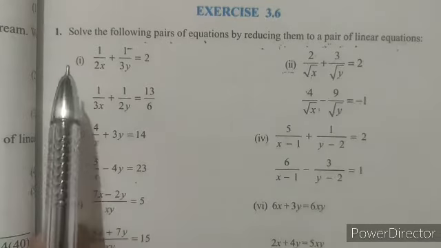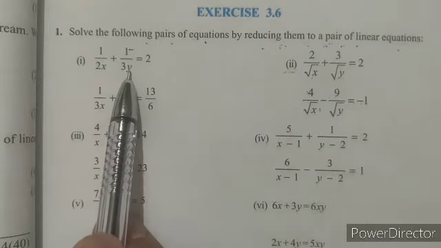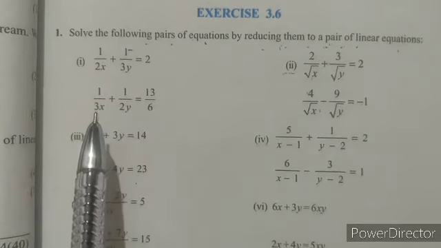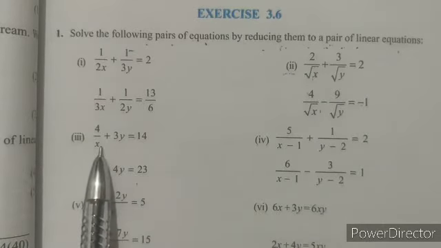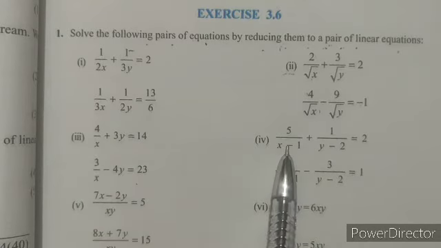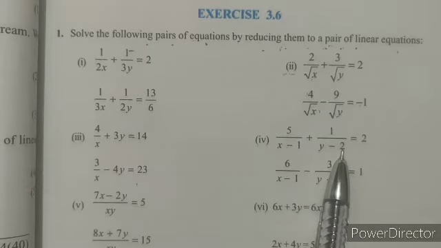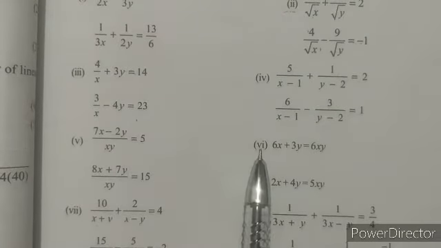Similarly, in first part we will take 1 upon x as u and 1 upon y as v, and then solve it to find the value of x and y. Now in third, we'll take 1 upon x as u and y will remain the same. In fifth part also, we will take 1 upon x minus 1 as u and 1 upon y minus 2 as v. Now come to the sixth part.